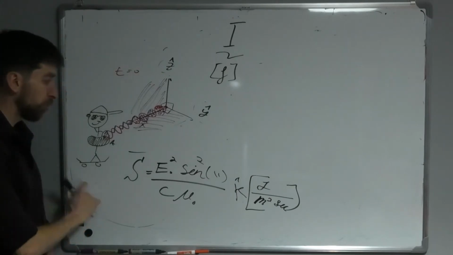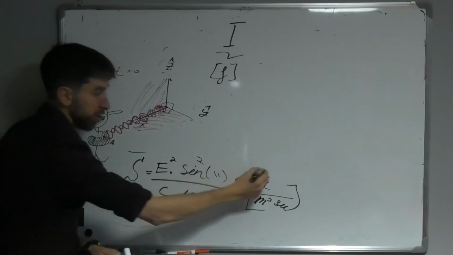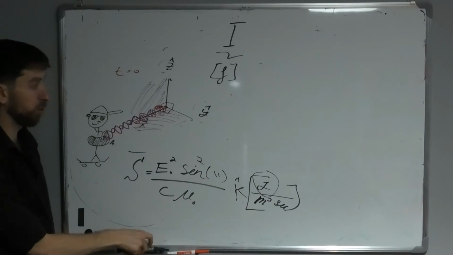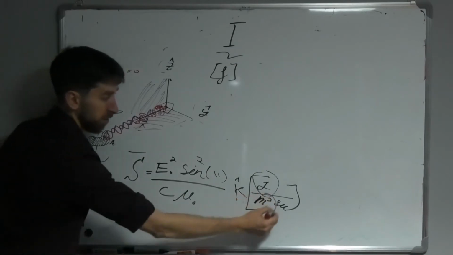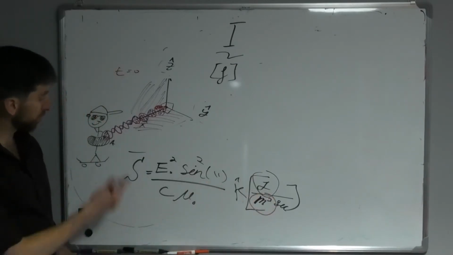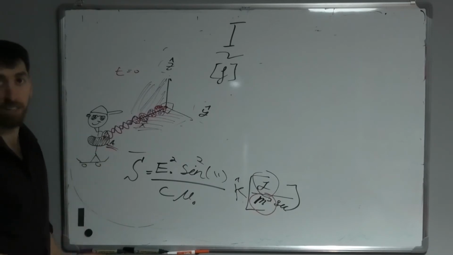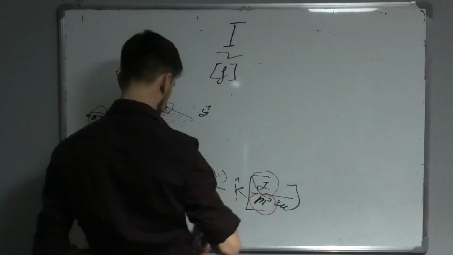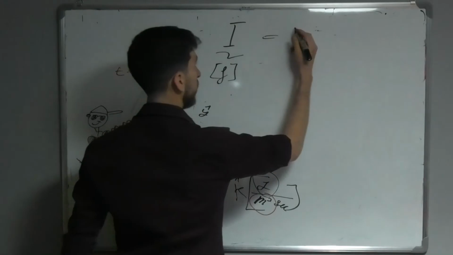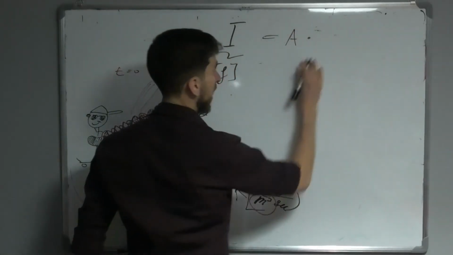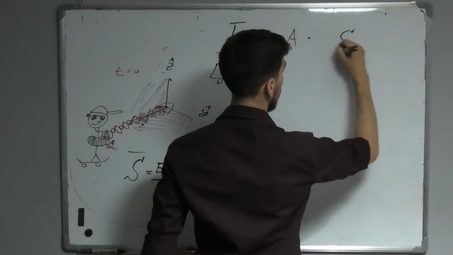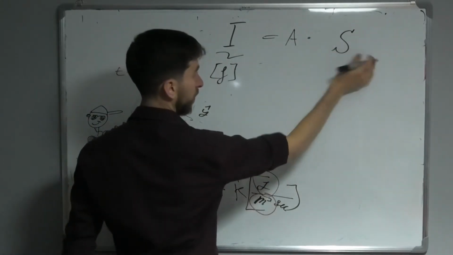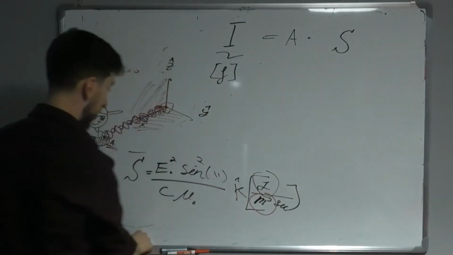So to get this joule, first of all I need to get rid of the area. If I know the area of the hand, let's say A, then this is actually equal to A multiplied by S. I'm leaving here some space for a reason.